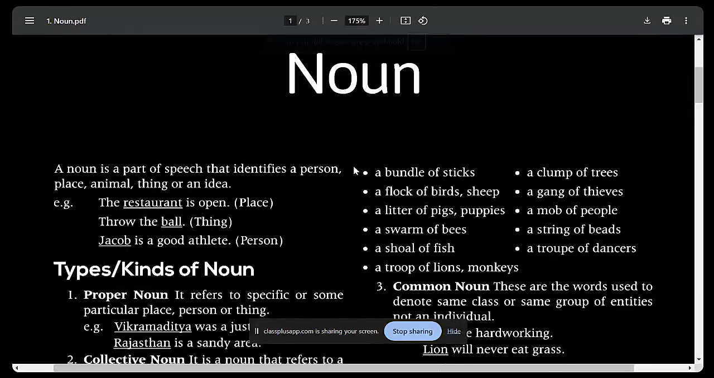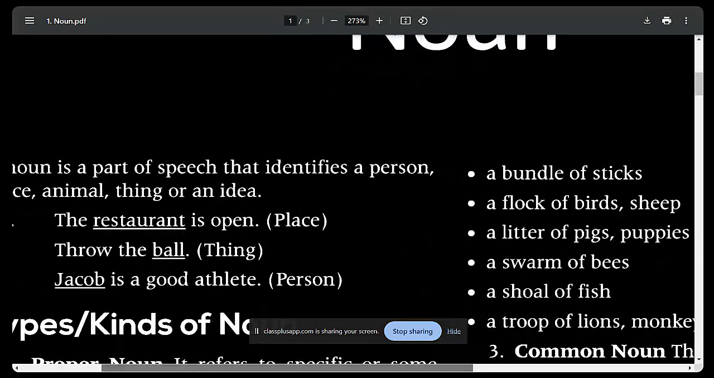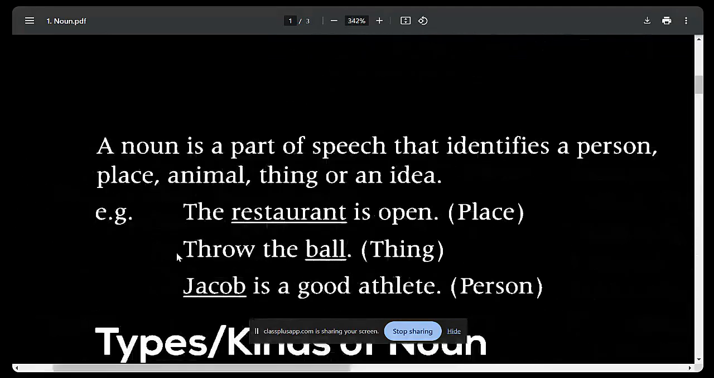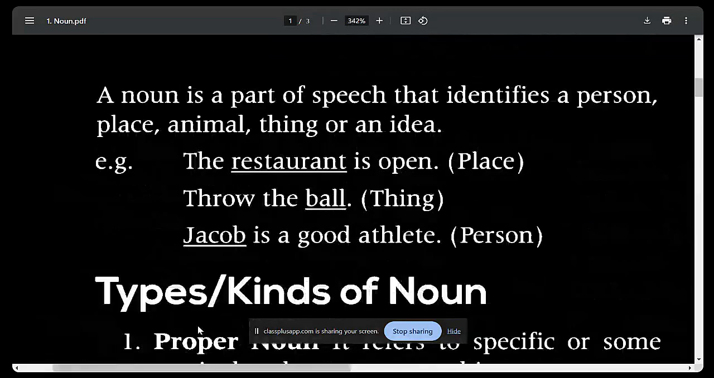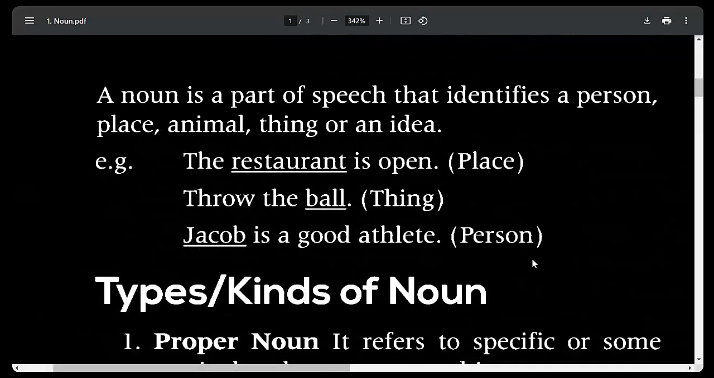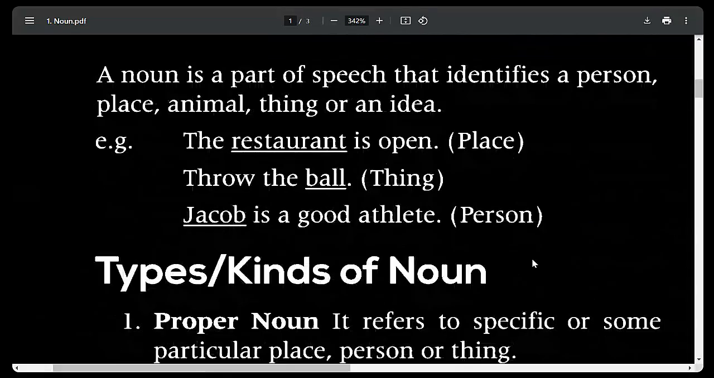Okay. So the noun chapter we are going to discuss. First, we are going to discuss what is a noun. A noun is a part of speech that identifies a person, place, animal, or an idea. So it is a naming word. A restaurant is open. Restaurant is a name given to a place, so restaurant is a noun. Throw the ball. Ball is the name of one thing, so ball is also a noun.